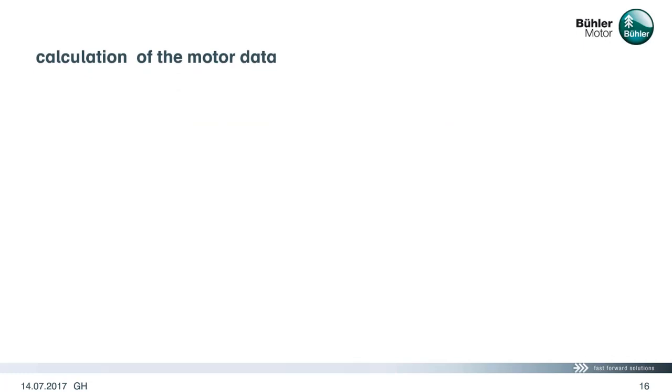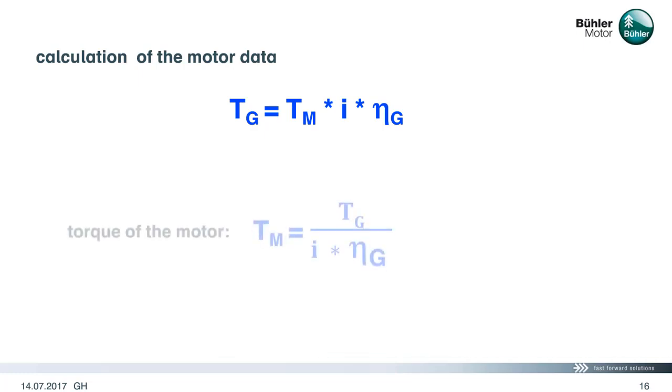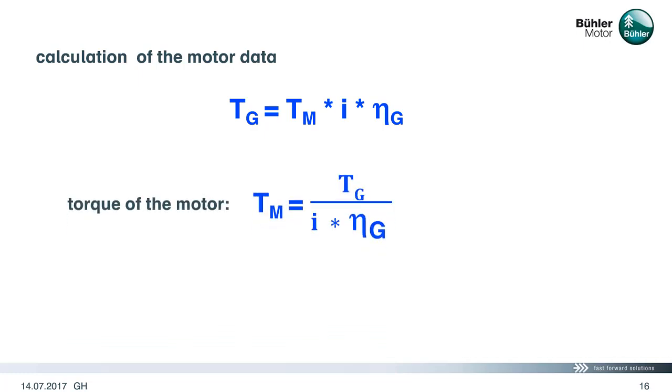To calculate the motor data, we remember the formula T sub g = T sub m multiplied by I multiplied by eta sub g. We can change this to read T sub m = T sub g divided by I divided by eta sub g. The speed of the motor is n sub m = n sub g multiplied by I.